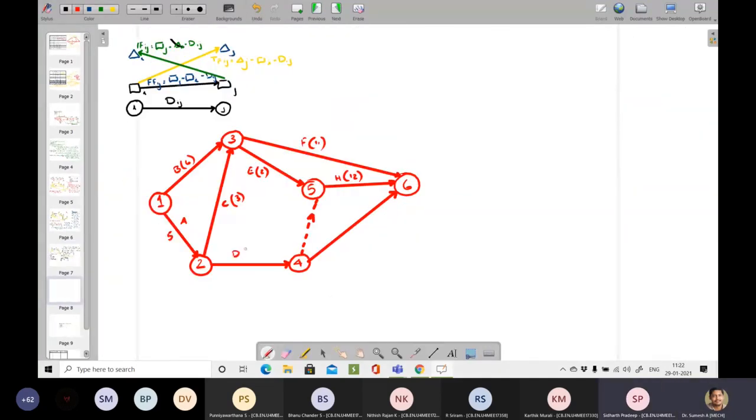Sir, between 3 to 5 it is 2, sir, or 8? Between 3 to 5, activity E is 2. And 2 to 4 is 8, no? 2 to 4, activity D, yeah, that is 8. D is 8. Yeah, that's all.